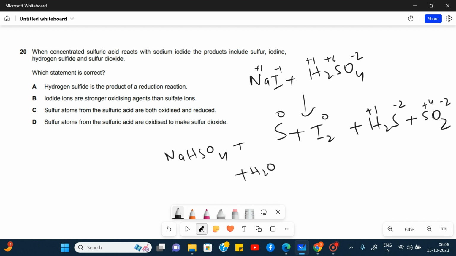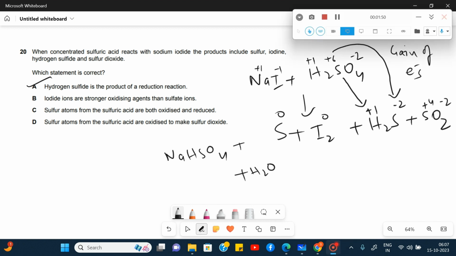So first one is when hydrogen sulfide is formed, right? If I look at this particular process, the oxidation number is changing from +6 to -2. That means the oxidation number is decreasing. That means there is gain of electrons, which is a reduction process. So option A is the correct response. You can check other options, but this first option is correct. You don't need to do that.